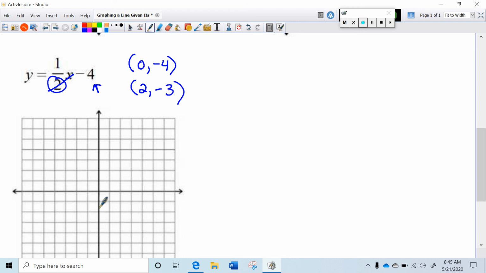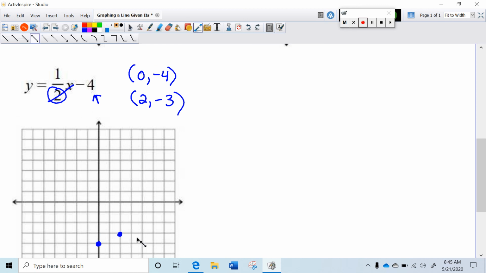So 0, -4: 1, 2, 3, 4. And 2, -3: 2, and then 1, 2, 3 is here. You connect those with your line and you're finished.